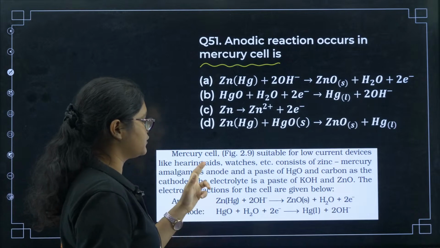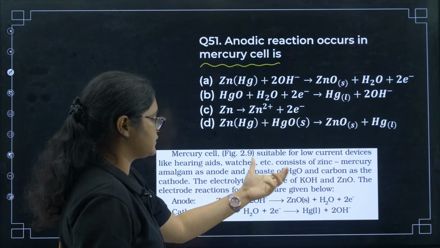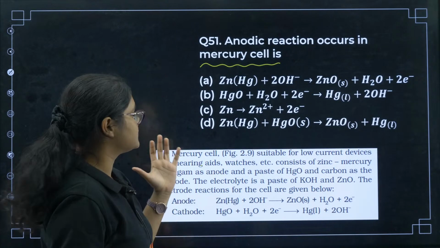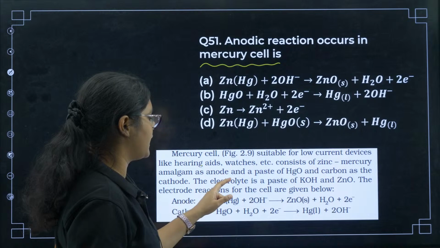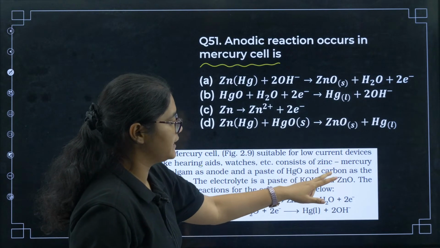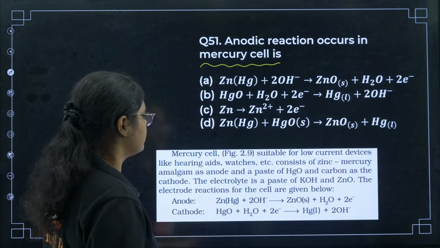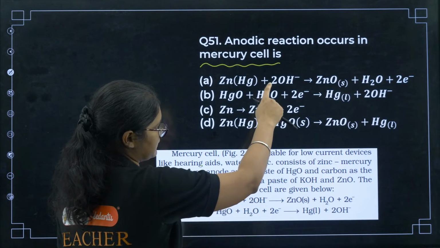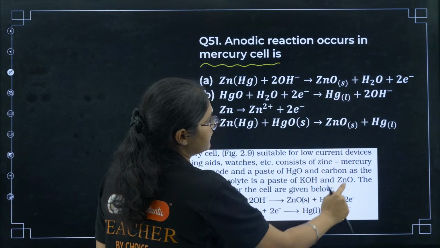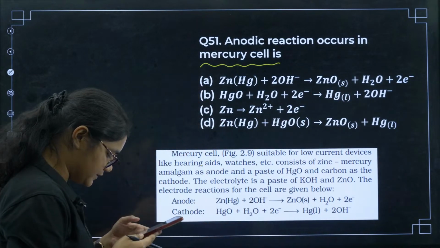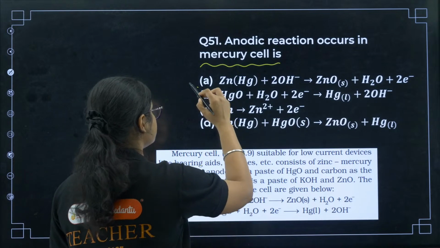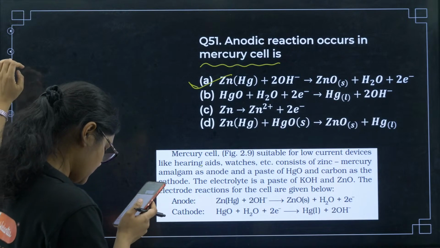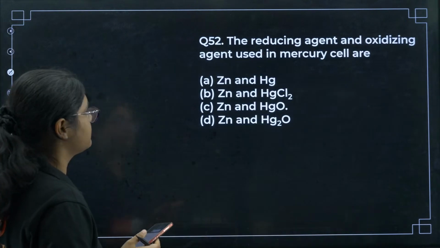So at anode of the mercury cell, what happens? It consists of zinc and mercury amalgam as the anode, and a paste of mercury oxide and carbon as the cathode. So you can see the anodic reaction: zinc amalgam plus 2 OH- gives ZnO plus H2O plus 2 electrons. So obviously the answer has to be option number A.